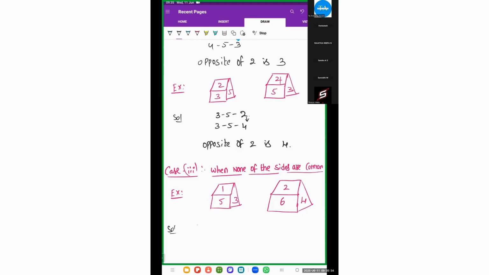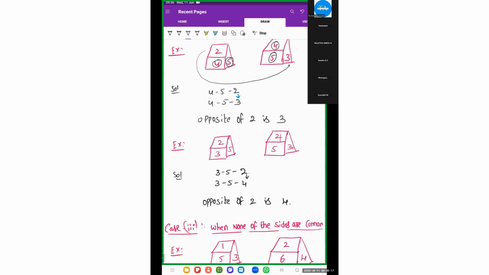Standard die means 1 opposite is 6, 5 opposite is 2, 3 opposite is 4. In the second one, 2 opposite is 5, 6 opposite is 1, and 4 opposite is 3. Clear? Yes, sir. Okay.